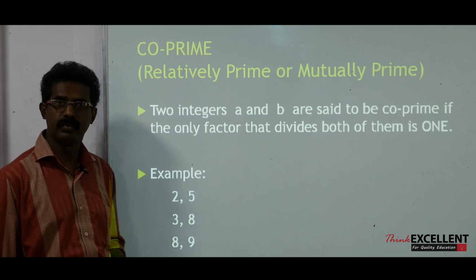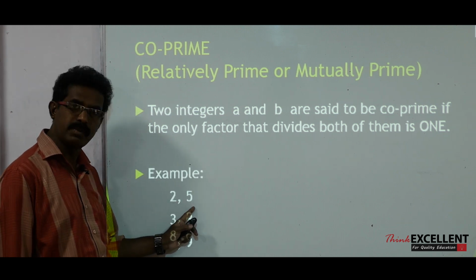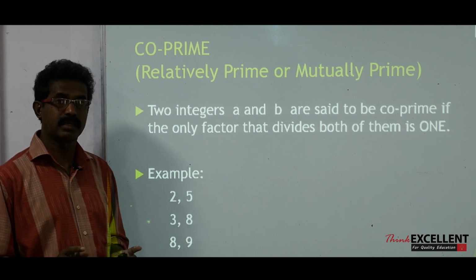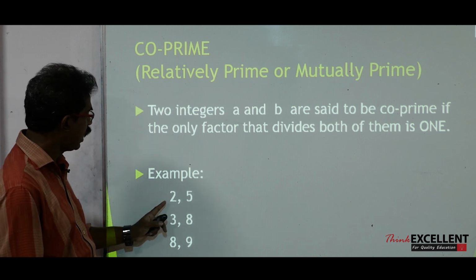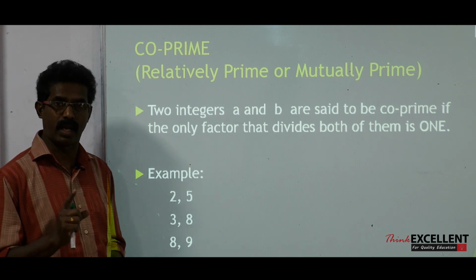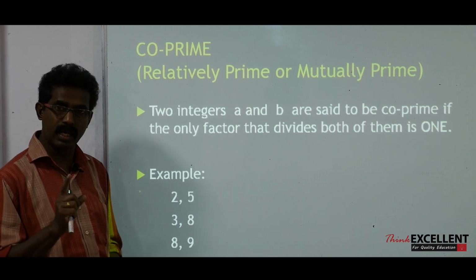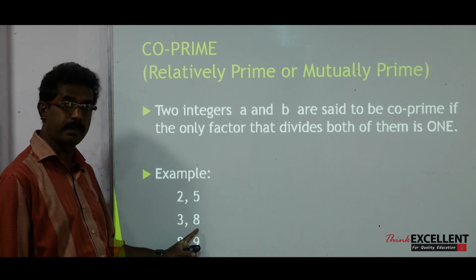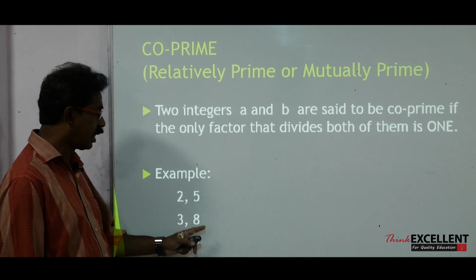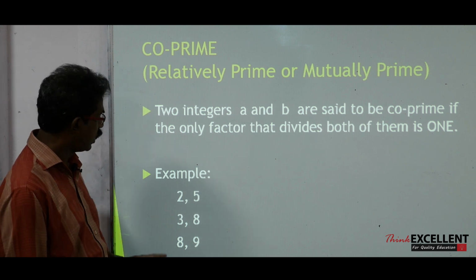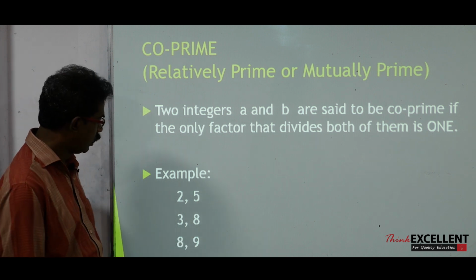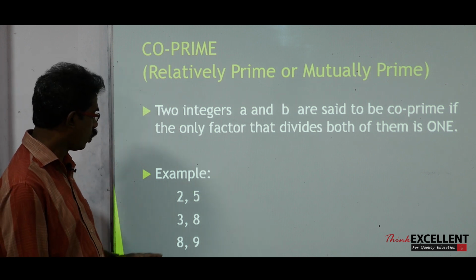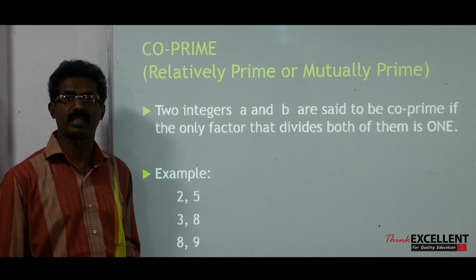See some examples, 2 and 5. 2 is prime, 5 is prime. 2 and 5 are co-prime. The reason is not because they are prime numbers. The reason is they have no common factor other than 1. So these two numbers are divisible only by 1. You take 3 and 8. 3 is a prime number, 8 is not a prime, it is a composite number. But still 3 and 8 are co-prime because they are divisible by only 1. 8 and 9: 8 is not prime, 9 is not prime, but 8 and 9 are co-prime because they do not have any common factor other than 1.